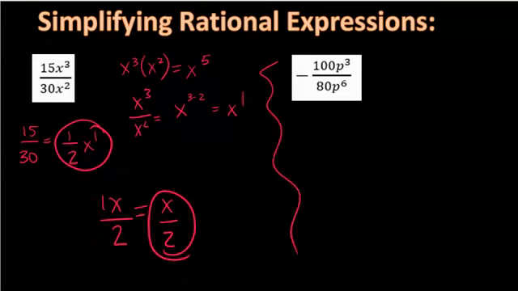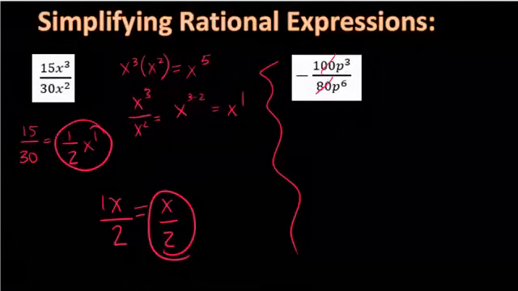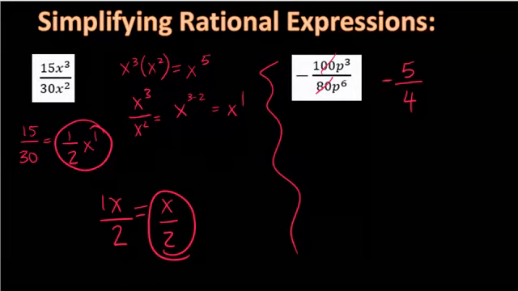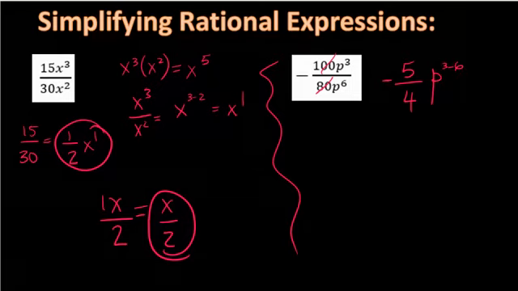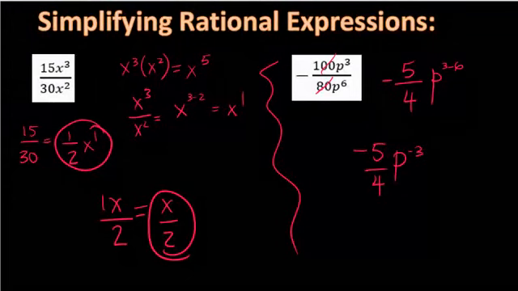Okay, if I'm going to simplify the second one, well, I'm going to reduce my fraction, and I can reduce by 20. You can also use the calculator to reduce. So 20 goes into 100 5 times, and 20 goes into 80 4 times. Don't forget that negative. And once again, we're going to subtract those exponents. So you have p to the 3 minus 6. You have negative 5 over 4, p to the, 3 minus 6 is negative 3.